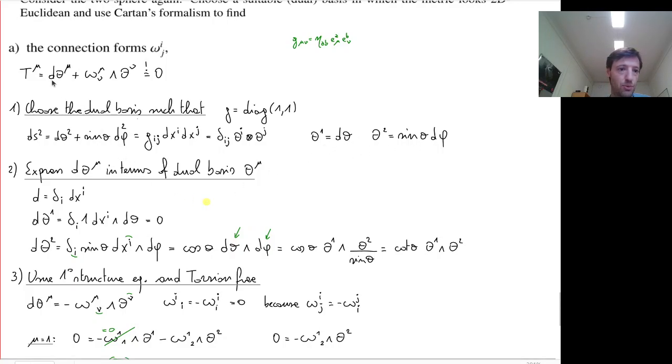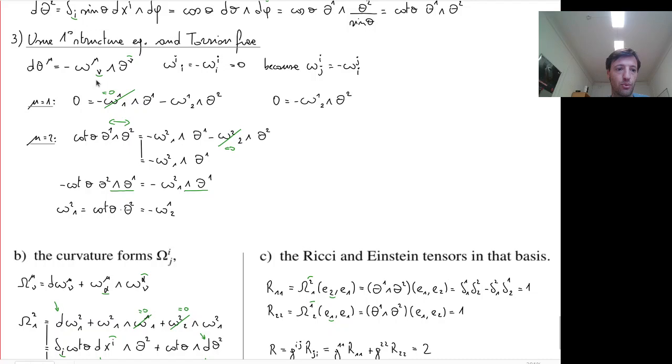Then you just need to compute the derivative of your basis to fill it up in your Cartan structure equation. Then you isolate this omega term to have the components, the coefficients of your spin connection. Done up to this point.